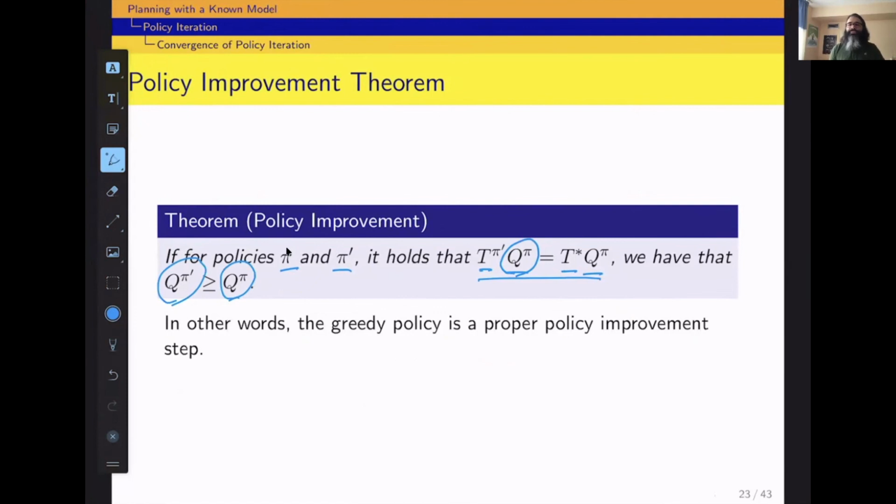So this theorem makes the arguments from a few slides ago more rigorous. Any question about the statement of the policy improvement theorem? Is it clear what we want to show? Maybe. Okay.